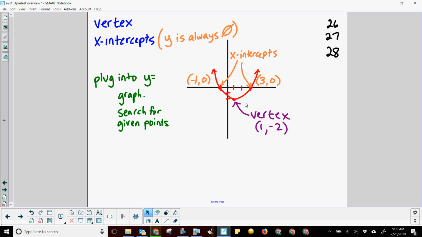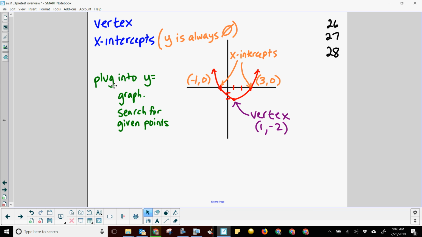They might give you a graph and say, what point is the vertex? Well, the vertex is like the bottom turning point. So this is x is 1, y is -2. If it asks for x-intercepts, it's where y is 0. So make sure that you don't do 0, -1. It's x and then y is 0. So you go over -1, up or down none, over 3, up or down 0. So those would be my 2 points.